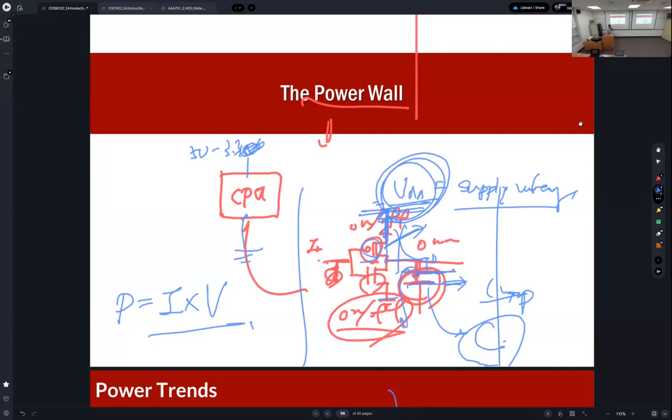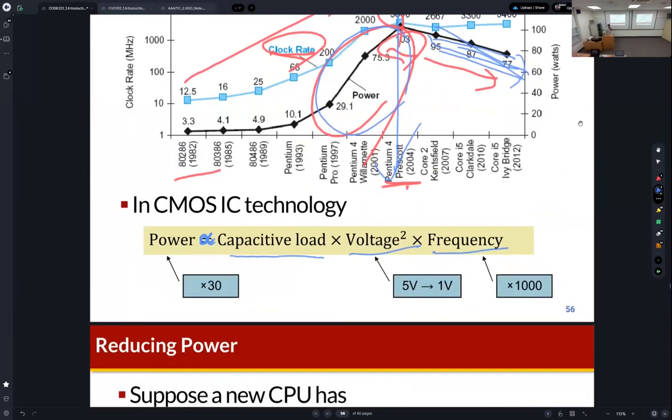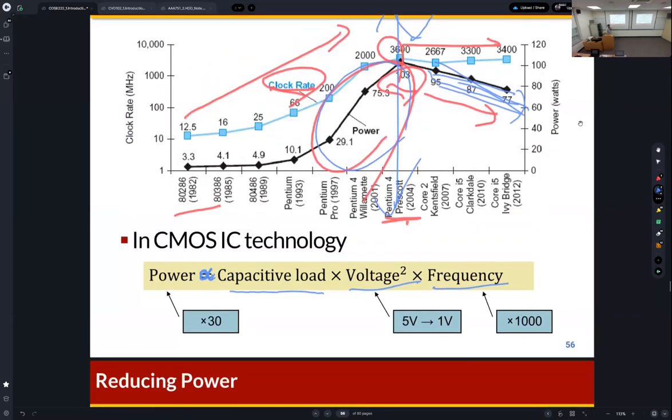So the power consumption can be related to this activity, the movement of electric charge. You can understand this equation like this: the power consumption of this circuit is proportional to the capacitive load, also proportional to the square of the voltage, and proportional to the frequency.